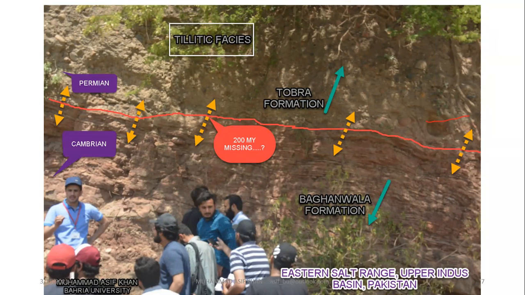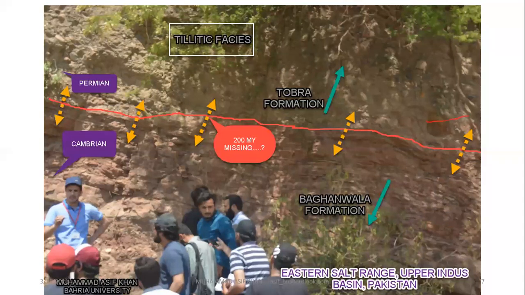This is a picture we took in 2018, I guess. We were in the Eastern Salt Range. We have the Bhaganwala Formation, and across the Chowa Saidasha Road, we have the Tobra Formation exposed there. I presented this picture in AAPG, as a favorite outcrop, on the AAPG platform as well. The reason to display this picture is to show you the Tobra facies.